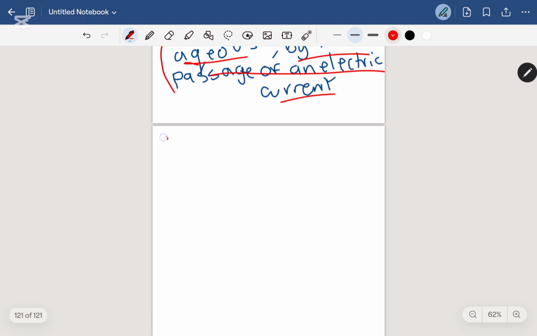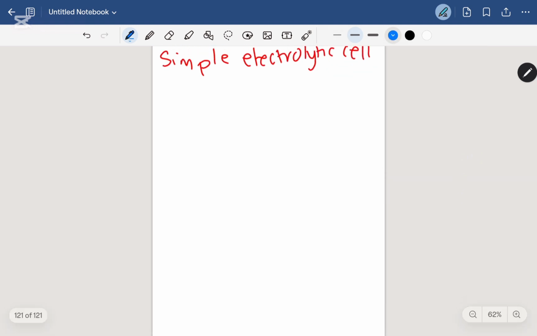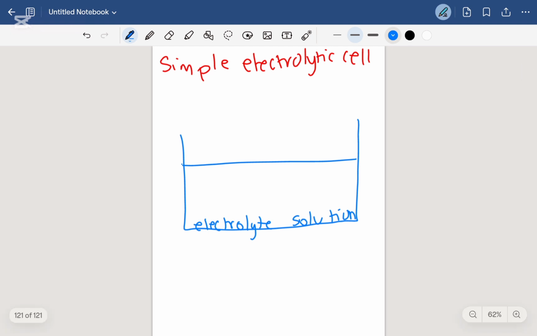So now I'm gonna draw a simple electrolytic cell. Alright, so the diagram is gonna be a bit small, but we can deal with it. I will do it in blue. Okay, we have this over here, then we have this over here, which is called the electrolyte solution. So this liquid is the electrolyte solution. It's the thing that contains the electrolyte. So for example, if we're dealing with aqueous NaCl, then it is the electrolyte solution. Okay?